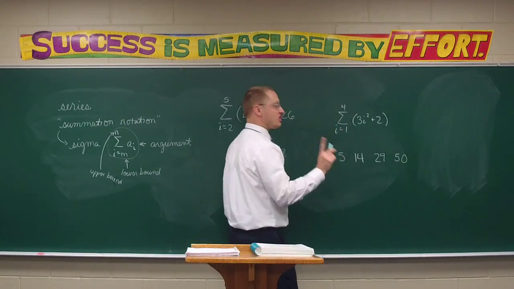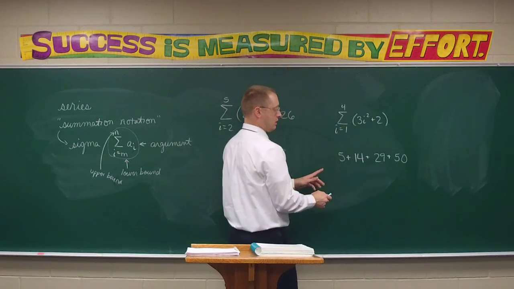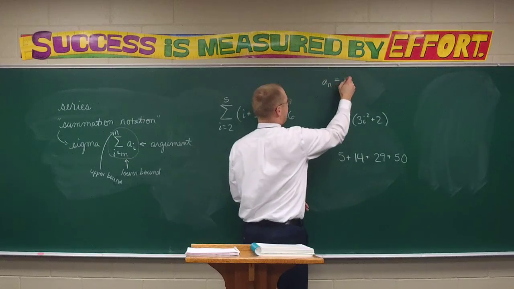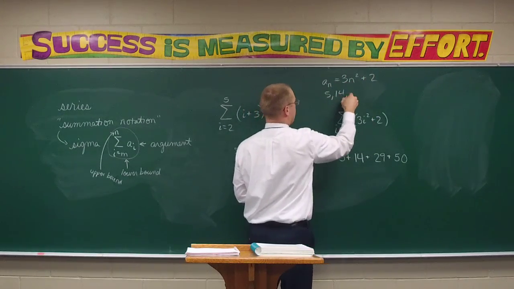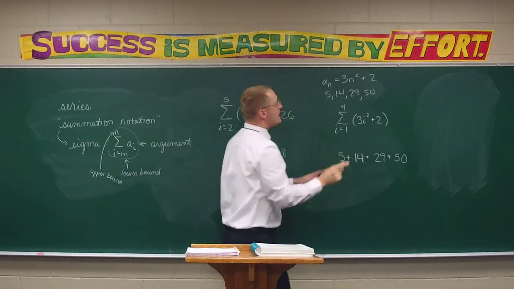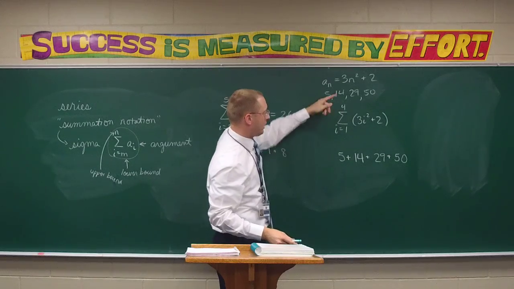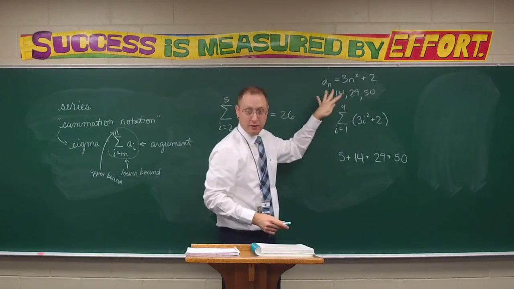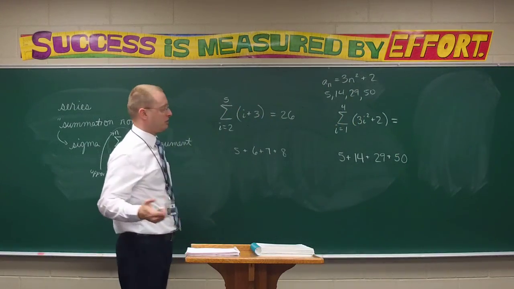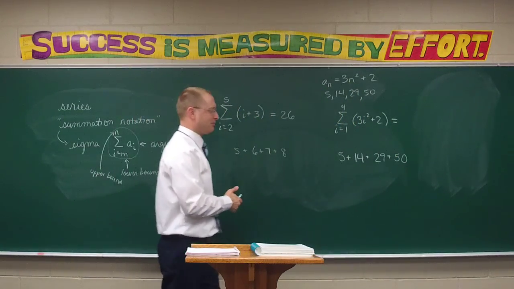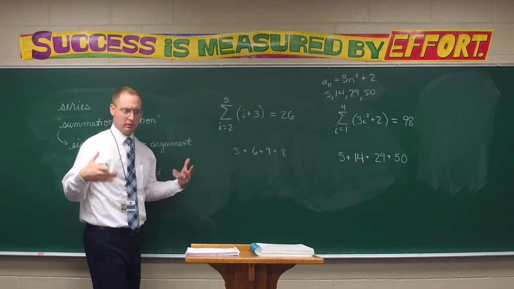But again, since it is a series, class, it is the sum of the terms in the sequence. All right, so if this were a sub n equals 3n squared plus 2, I would have 5 comma 14 comma 29 comma 50. Since it's 3i squared plus 2, and we're taking the series from 1 to 4, instead of just these 4 numbers being the 4 numbers of a sequence, we're going to find their sum. And what do we end up with here for our sum? 98. Questions on that? You get the idea what we're doing here?